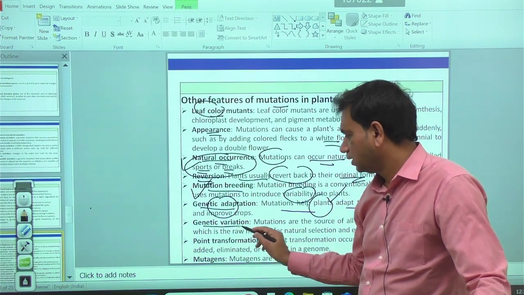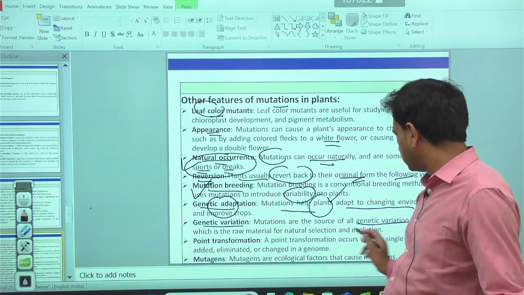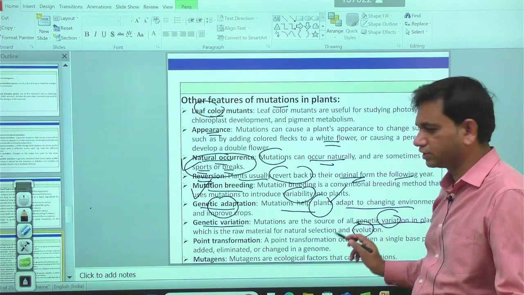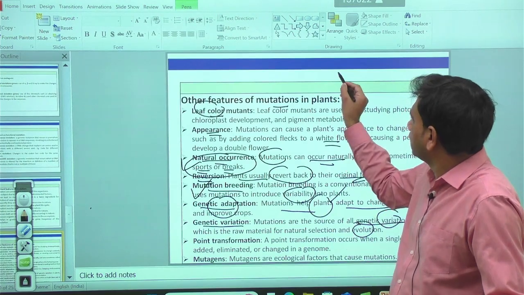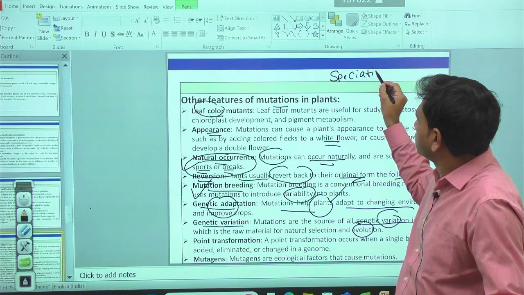Then it brings genetic variations in the plants. Based on such variation, the evolution of newer species can be possible. In ecology we have a word called speciation. Any idea what we mean by speciation in ecology?